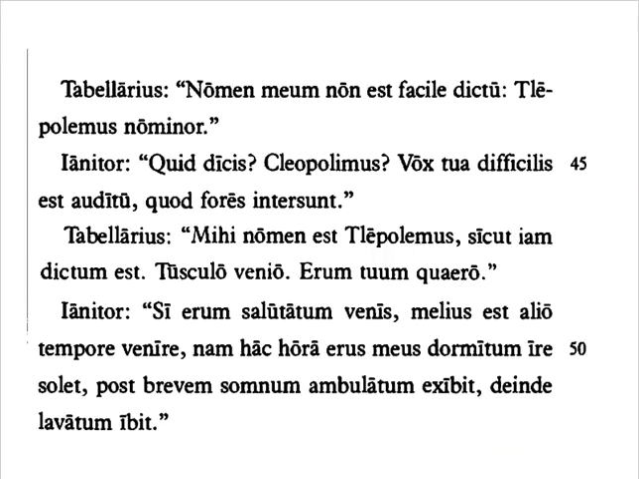And then for some ablative uses, take a look at here. You have the tabellarius says, nomen meum, my name, non est facile dictu, it is not easy dictu, to say. Notice that that's from your dico, dicere, dixi, dictum. Not easy to say. Tlepolemus nominor. I am called Tlepolemus. And then the Janitor is a little bit confused by this. He says, Quid dicis Cleopolemus? Vox tua, your voice, difficilis est auditu, is difficult auditu, in hearing, or to hear. Quod fores intersunt, because the doors are in the way, or in between us.